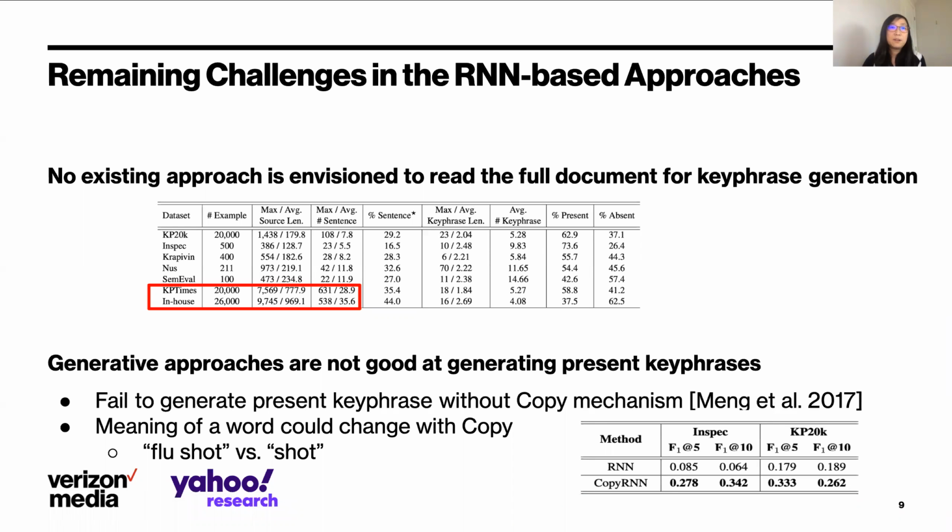But we discovered there's another problem associated with this, which is that the meaning of the word could change with a copy. For example, in the input text, maybe we have something like flu shot. But at generation time, with attention, there is no guarantee that the generation model will consider these two words together as a key phrase. They might think, okay, the word shot is rare and more likely to be an important word, and just copy the word shot. That will completely change the meaning and affect the downstream retrieval task. So this is also one problem that we want to address in our work.